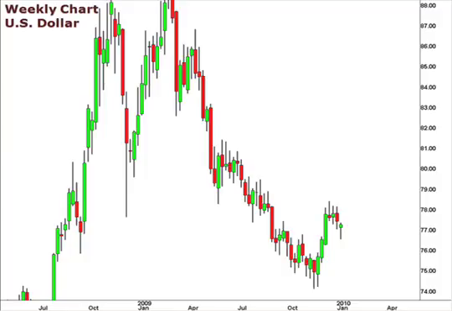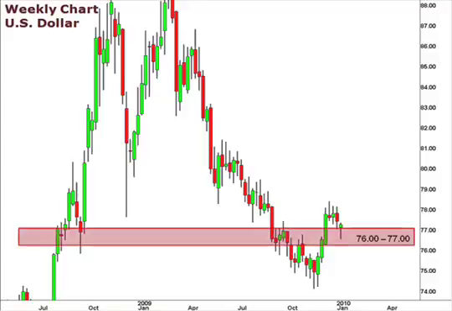Let's take a look at the weekly chart of our US dollar index. This is a great way to gain perspective as to how the US dollar has been trading against a basket of currencies. And after a dip below that 77 mark on our weekly chart here, the US dollar managed to gather some strength towards the end of the week, closing back above 77. As long as this support level holds, we are open to a move up into the 79.81 box.